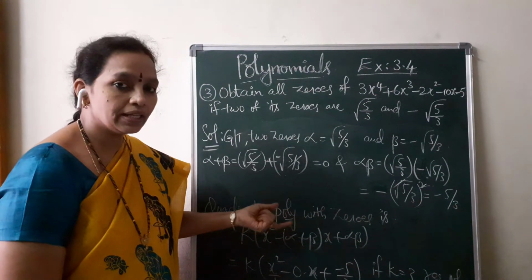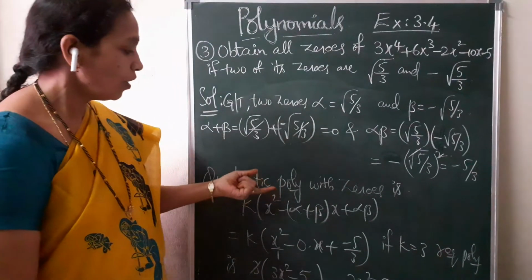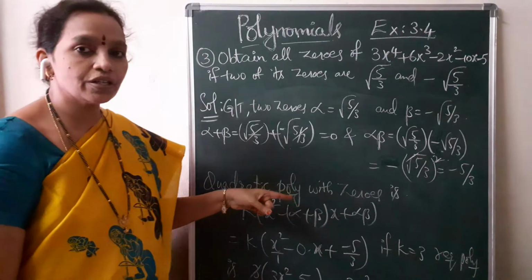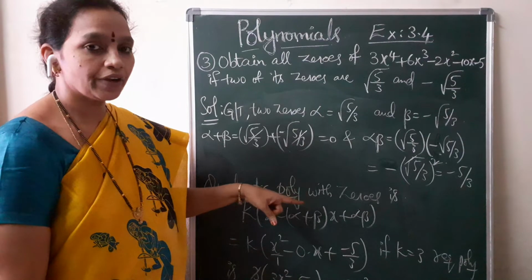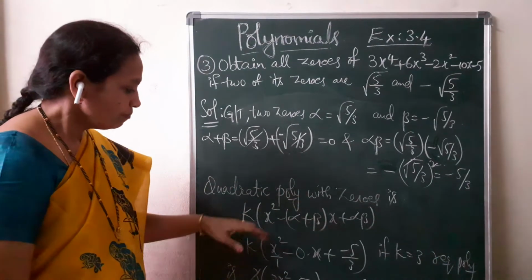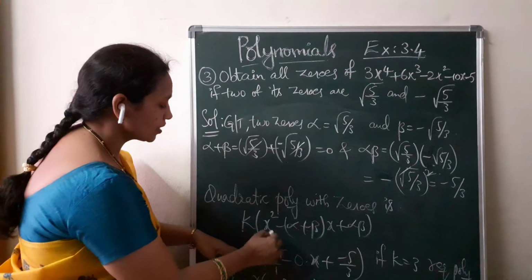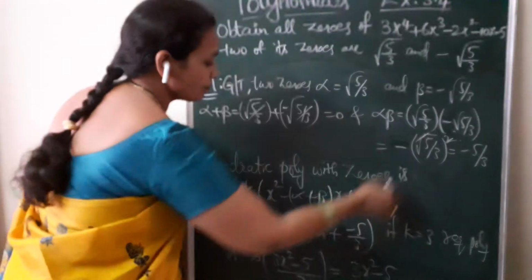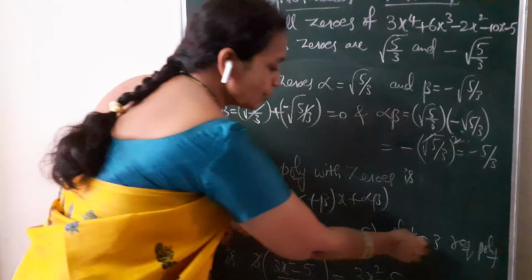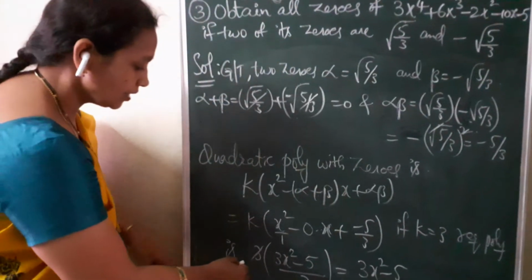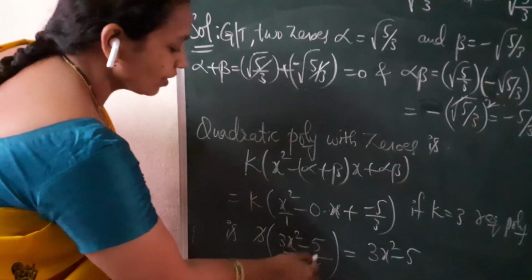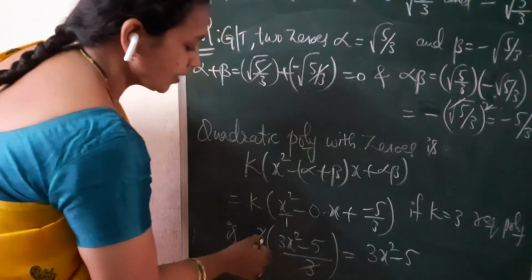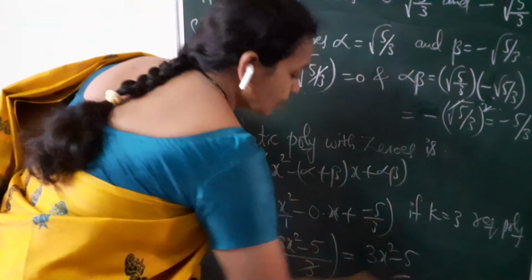I have already done another video on how to find the relationship between zeros and coefficients and how to find the quadratic polynomial with zeros. Now in this, substitute: k of x square minus (alpha plus beta, which is 0) x plus alpha beta, which is minus 5 by 3. If k is equal to 3, the required polynomial becomes 3 of x square minus 5 by 3. The 3 gets cancelled, and you get 3x square minus 5.